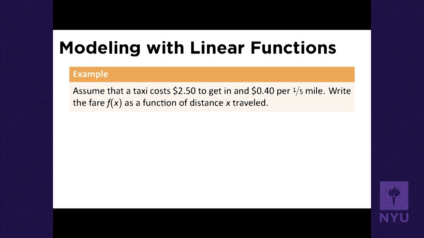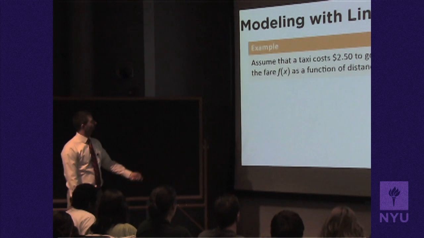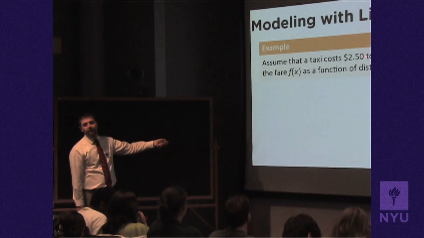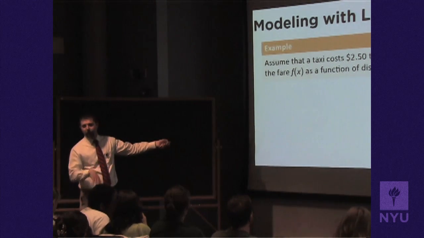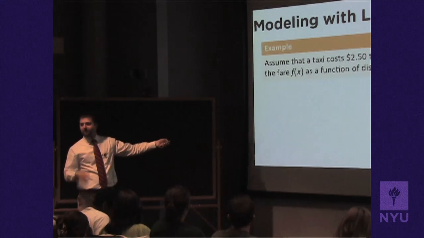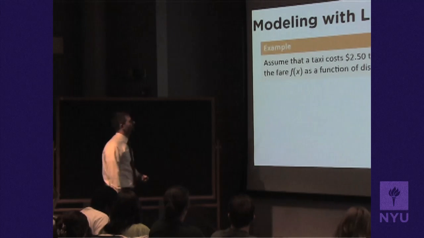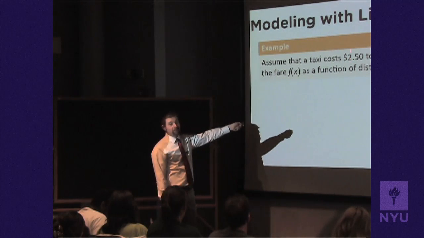Well, if you look at these numbers, what's represented here? $2.50 to get into the cab. Does that sound like it's a slope or something like an intercept? That's the intercept. That's the amount you would pay if you didn't go anywhere. If you just got in the cab and said, you know what, I think I'll walk, well, the cab driver is still going to cost you $2.50 for wasting his time.